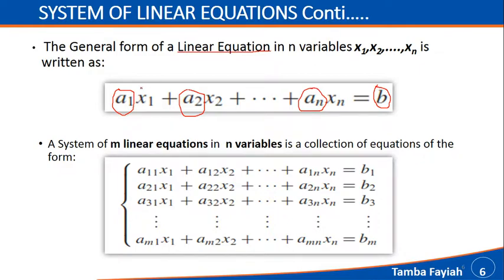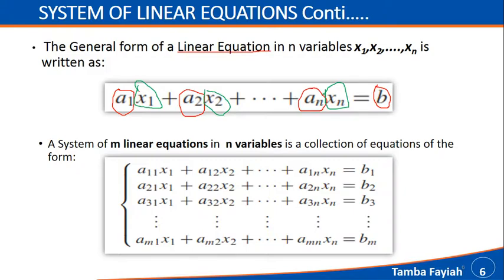This x1, x2, all the way to xn are known as the variables or the unknowns of the system of the equation, of the linear equation.